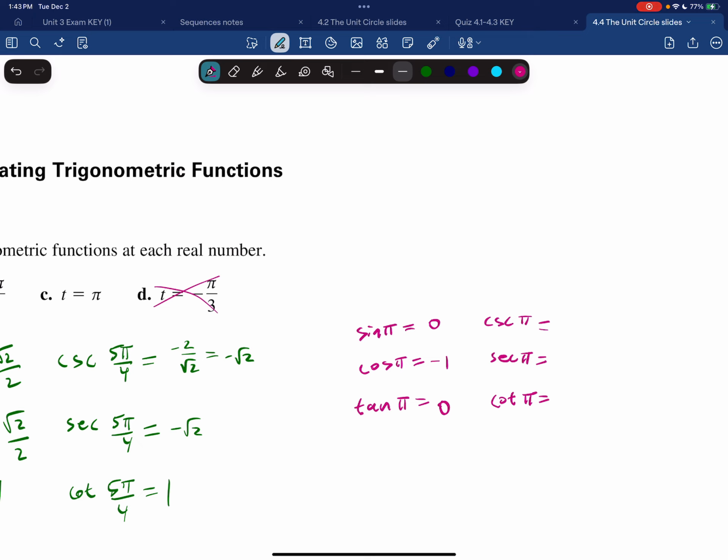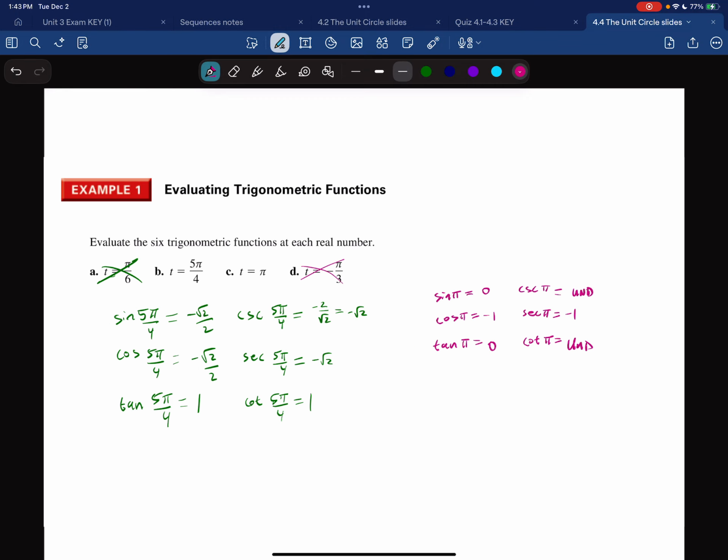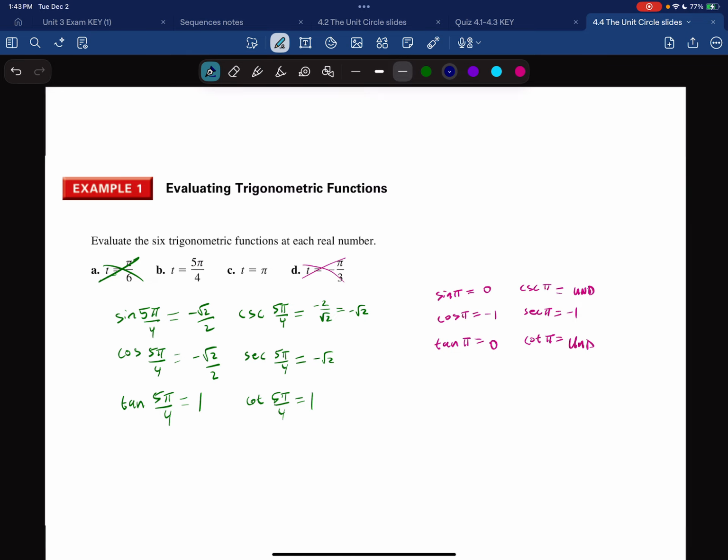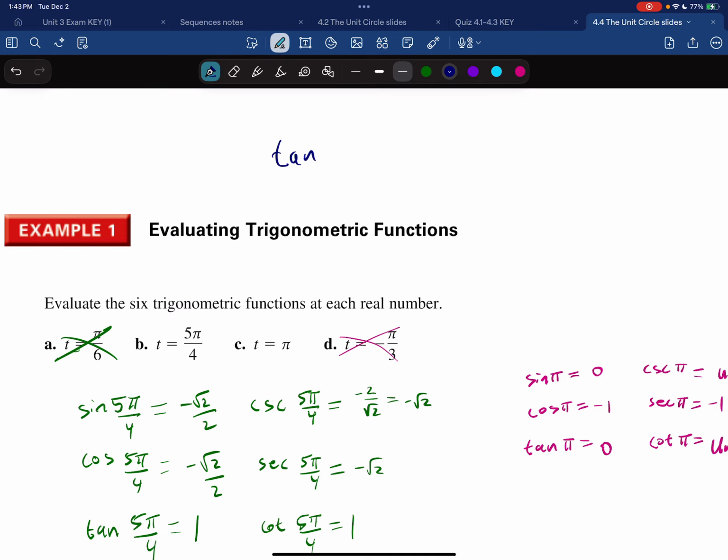Okay, now our reciprocal functions. Well, the reciprocal of 0 is undefined because we'd be dividing by 0. The reciprocal of negative 1 is still negative 1, and again, the reciprocal of 0 is undefined. That's it. That's basics on how to use the unit circle to evaluate the 6 trig functions. Important to remember that tangent is just sine over cosine.